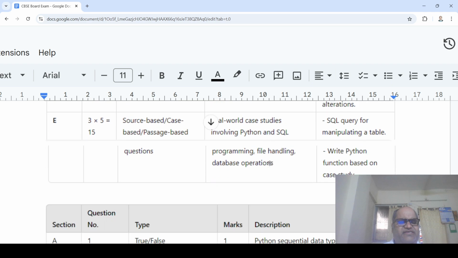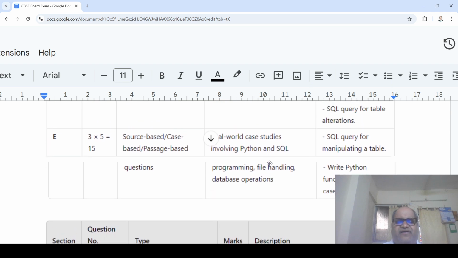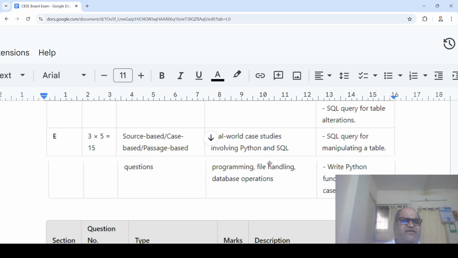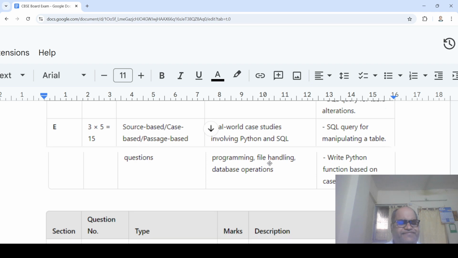In section E, which are actually 5 marks questions, there were case studies involving both Python and SQL, primarily about file handling and database operations. So then we are asked to either write SQL queries to manipulate a table, or we are asked to write Python code based on the case study. So we might even go through some of your question paper and see some of the specific questions that were asked.